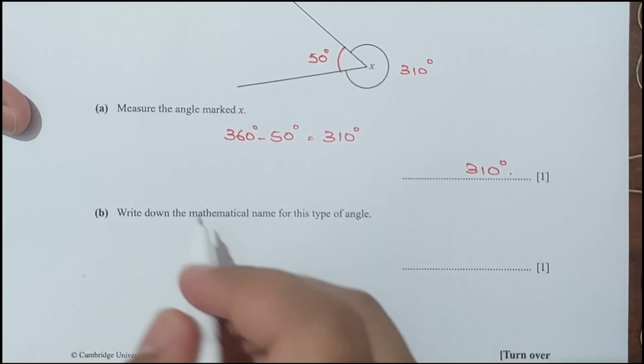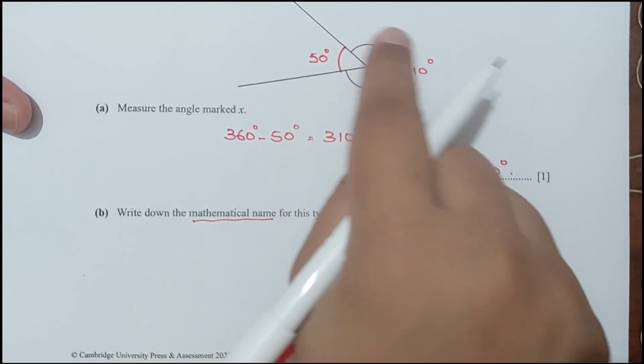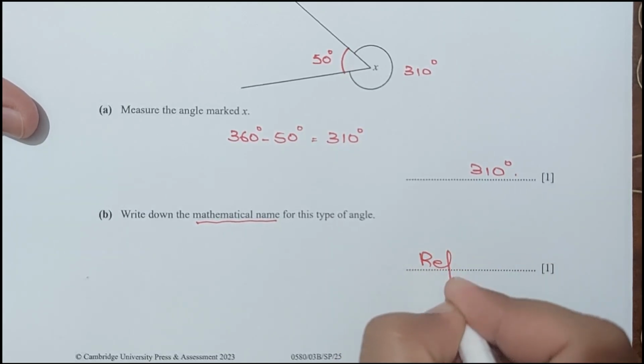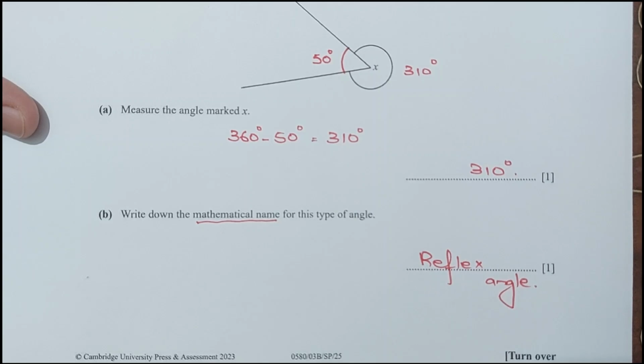Now for part B: write down the mathematical name of this type of angle. This is a reflex angle. As we know, the outer angle is the reflex angle. Its mathematical name is reflex angle.